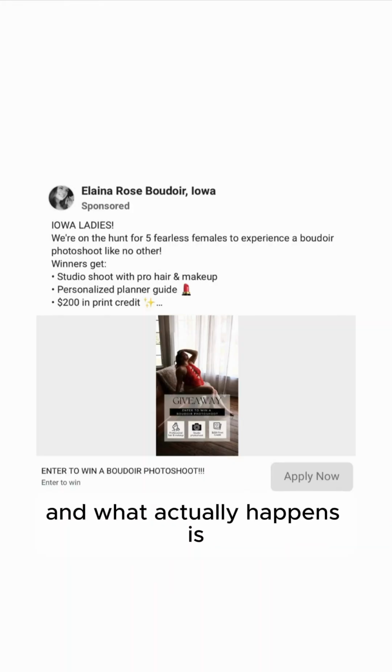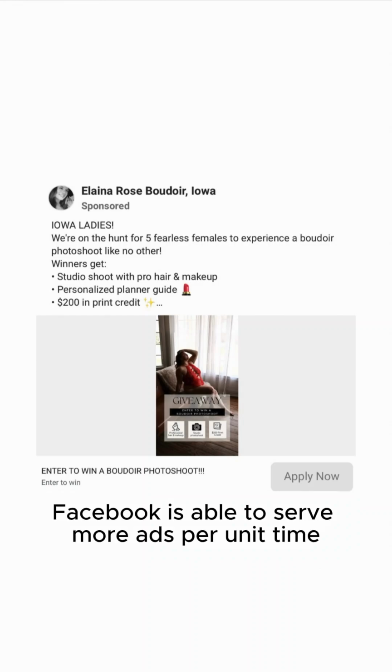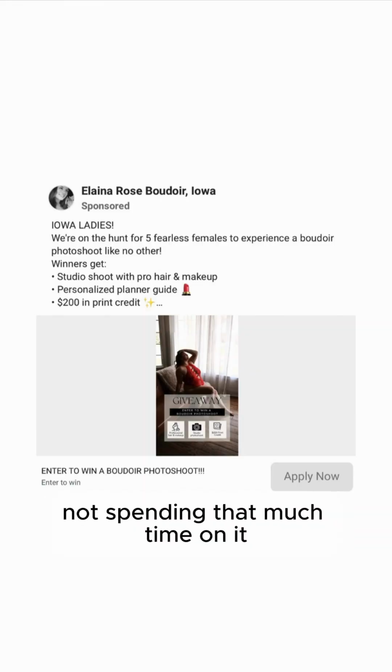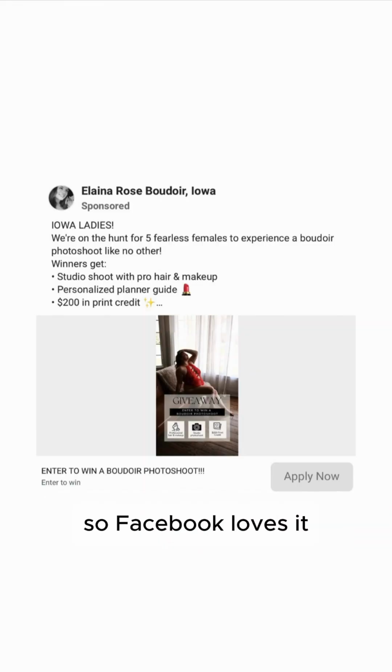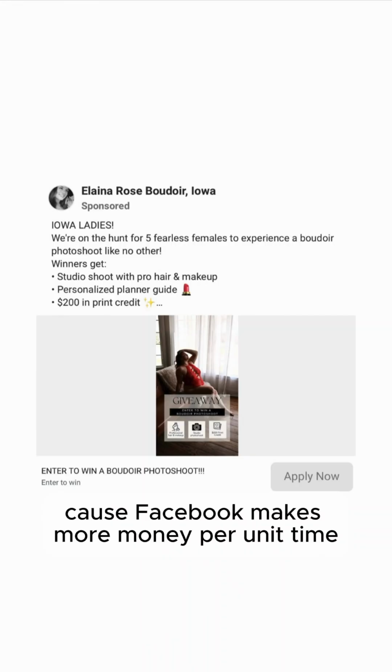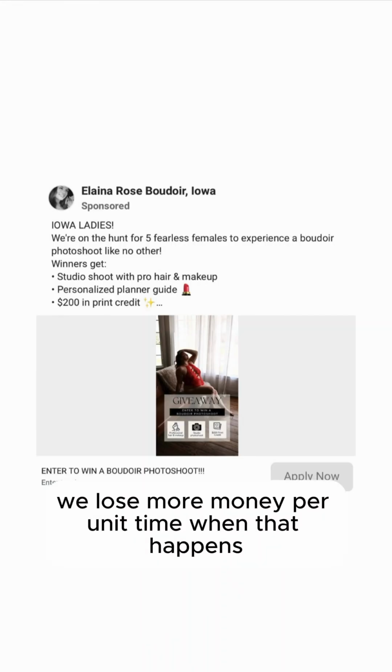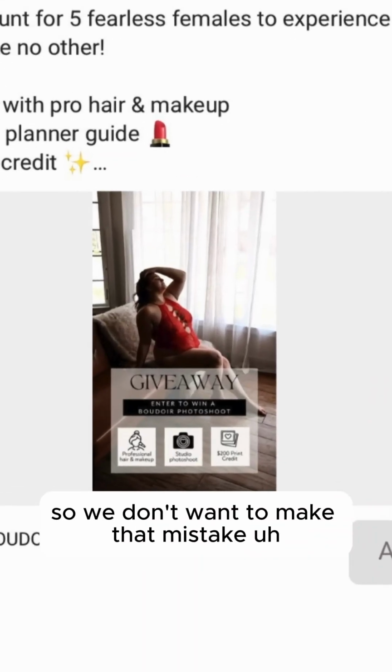So it pulls our unique CTRL under 6%, contributes to BLCS, Boudoir low click syndrome. And what actually happens is that Facebook is able to serve more ads per unit time because more women are scrolling by our ads, not spending that much time on it. So Facebook loves it because Facebook makes more money per unit time. We lose more money per unit time when that happens. So we don't want to make that mistake.